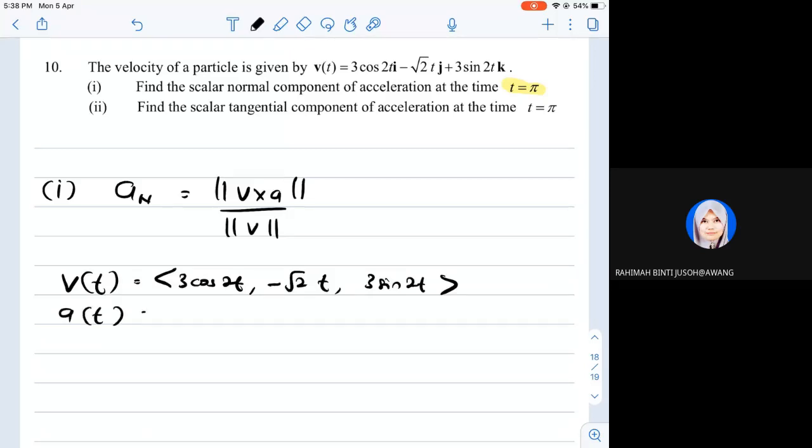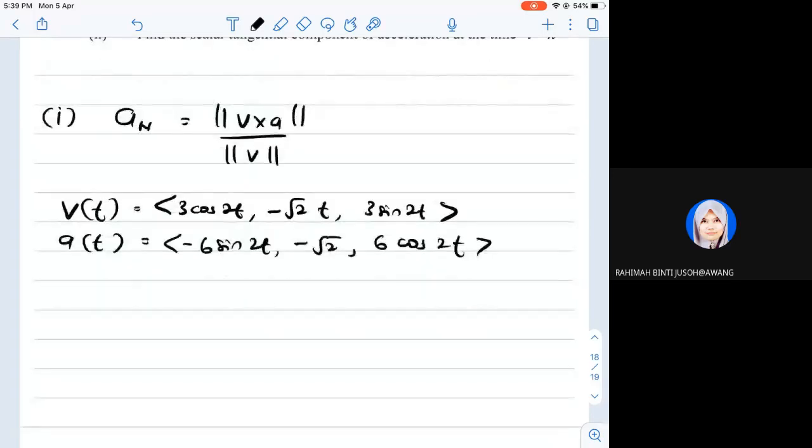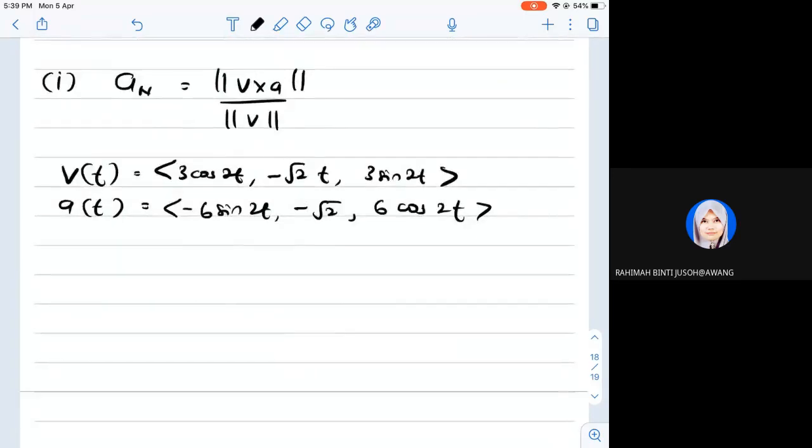Mesti nak cari AT guys. Apa kita buat? Differentiate ke integrate daripada velocity tu? Differentiate. Yes, differentiate. So just differentiate 3 cos 2t, we will get negative 6 sin 2t. Differentiate negative square root 2t, dapat negative square root 2. And then we have 6 cos 2t. Macam tu.